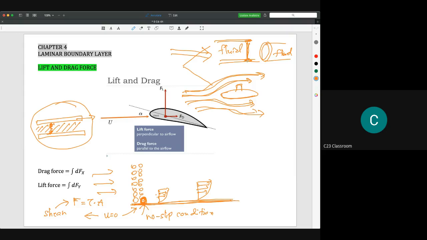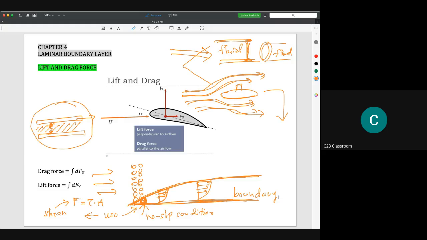So for this one, I think you already know about this one. Normally when we have a velocity distribution like this one, if we connect the maximum points of the velocity distribution here, we could create a layer like this. So this layer is actually called a boundary layer. I think you already know about boundary layer from your undergraduate study.